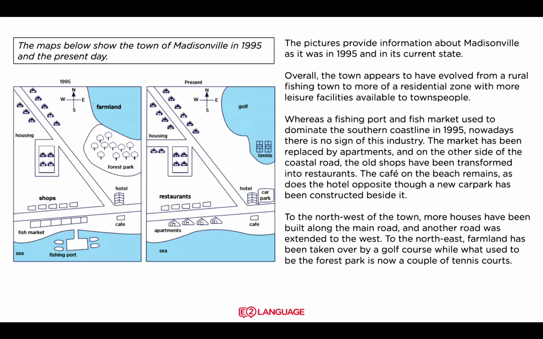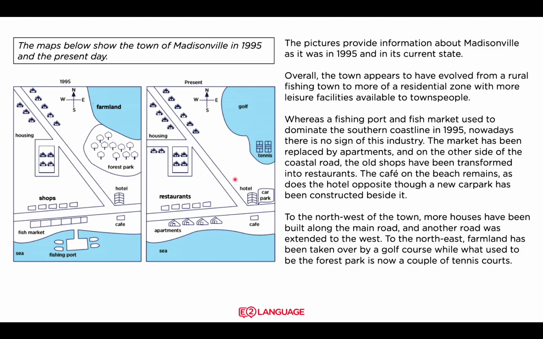Here's my sample. Let's read through it because it's quite different to a process or a graph. Introduction's pretty simple. The pictures provide information about Madisonville as it was in 1995 and in its current state. I've just reworded this. Now my overview. Overall, the town appears to have evolved from a rural fishing town. So I said rural fishing town because of this farmland, the forest park, and the fishing port and fish market. So I've decided that it was a rural fishing town to more of a residential zone.